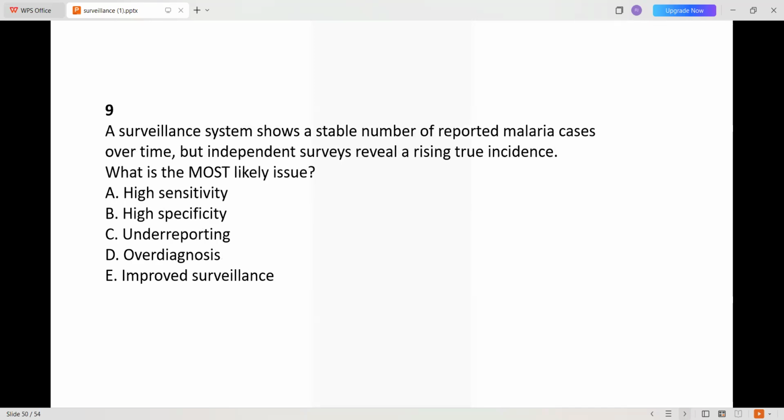MCQ number 9. A surveillance system shows a stable number of reported malaria cases over time, but an independent survey reveals a rising true incidence. What is the most likely issue? A. High sensitivity. B. High specificity. C. Underreporting. D. Overdiagnosis. E. Improved surveillance. C is the right option, underreporting.